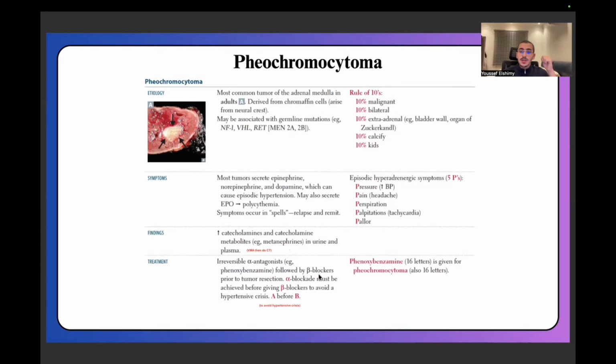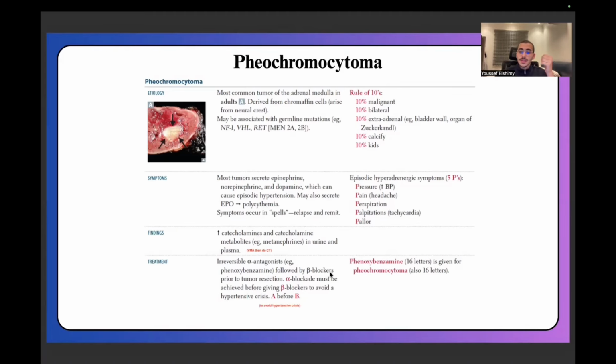For the treatment, you don't have to know it, but usually we go with alpha blockers first, then we go with beta blockers because you want to prevent a hypertensive crisis. If you block the beta receptors first, then the epinephrine, norepinephrine is going to act on the alpha receptors, and this would lead to a hypertensive crisis and severe vasoconstriction of the vasculature in our body. And in order to avoid this, you go first with alpha blockers, then beta blockers.